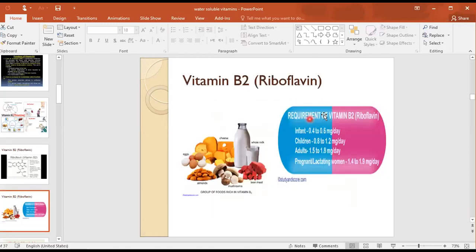What about the daily requirement of riboflavin? We require in infants about 0.4 to 0.6 milligram per day, which is a very small amount, abundant in many foods. Children, 0.8 to 1.2, adults 1.5 to 1.8 milligram per day. Of course, the pregnant and lactating female require always an increased amount of vitamin due to fetal consumption.